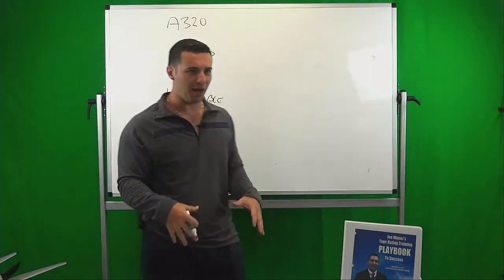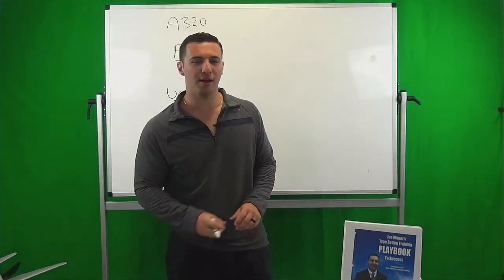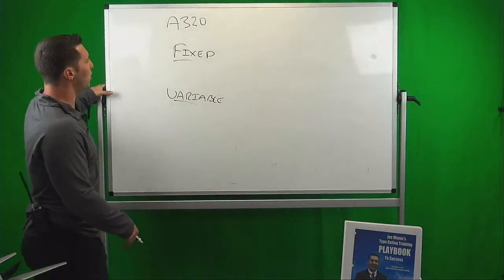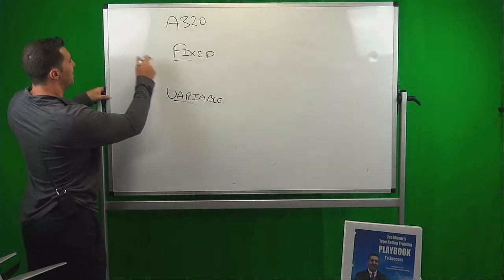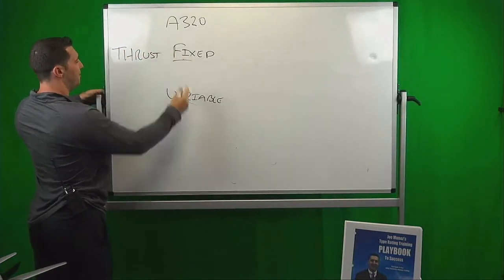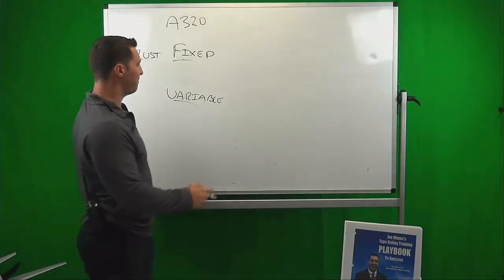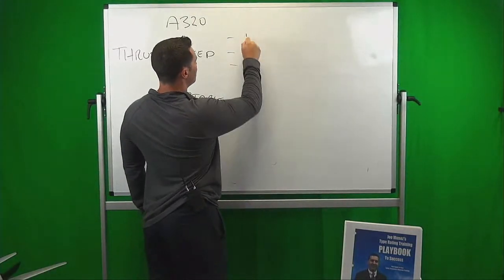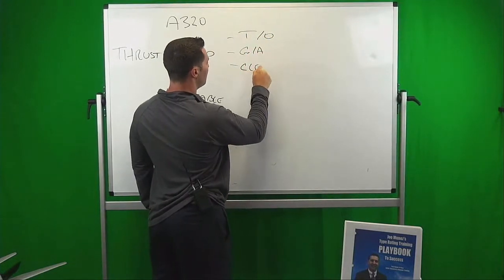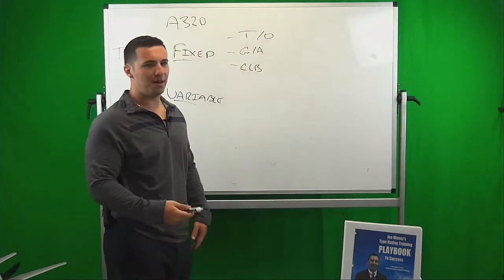Okay, so in this live stream, we're going to talk about fixed thrust versus variable thrust, what it means, what's the difference, and let's talk about it. So fixed thrust is exactly what it sounds like. Thrust is fixed. Give me some examples of fixed thrust. Takeoff, fixed thrust. Go around, fixed thrust. Climb, fixed thrust. What does that mean specifically?